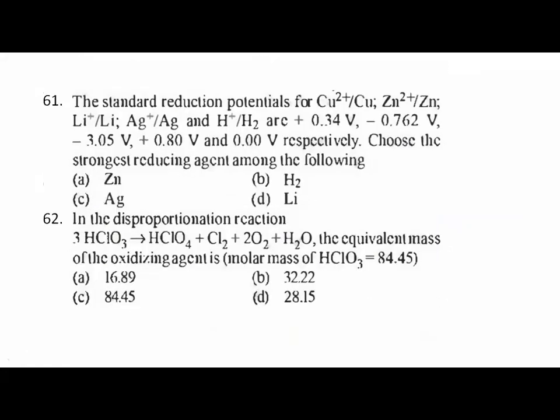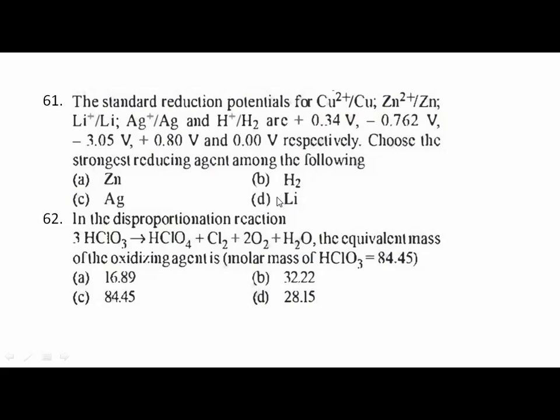The standard reduction potential is given. Strongest reducing agent: what is the correct answer? The more negative the reduction potential, the more the tendency to lose electrons. So the reducing power increases as the standard reduction potential becomes more and more negative. The most negative value is minus 3.05, which is for lithium. Therefore, lithium is the correct option, the strongest reducing agent.